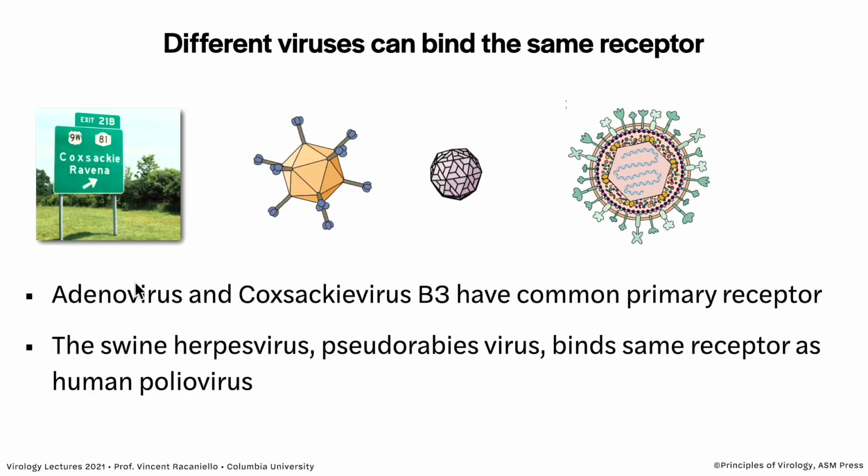So here, adenovirus, diagram there, and Coxsackie virus B3, a smallish icosahedral virus related to poliovirus, they can both bind the same receptor on a cell.